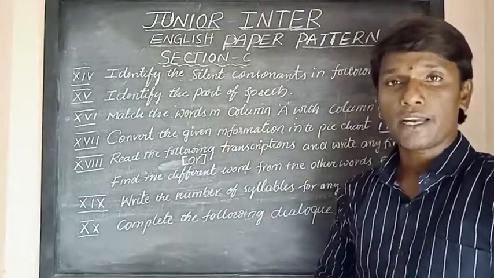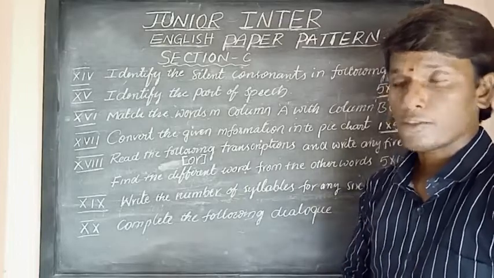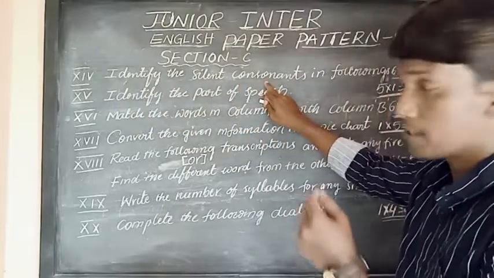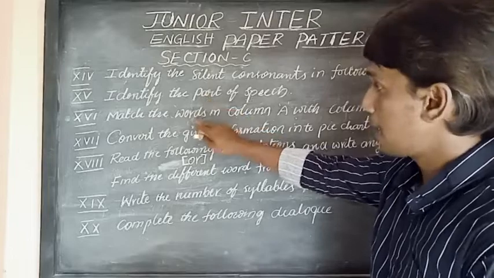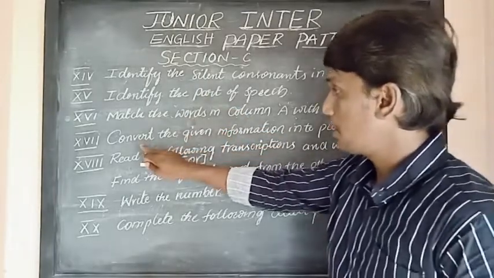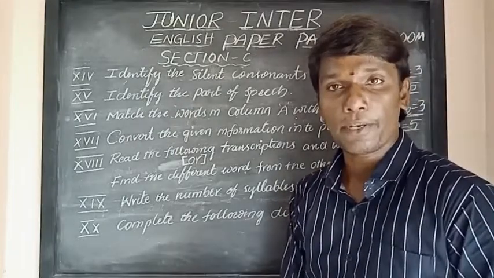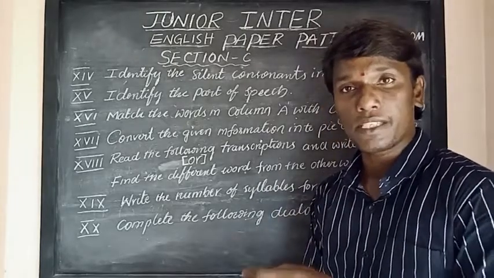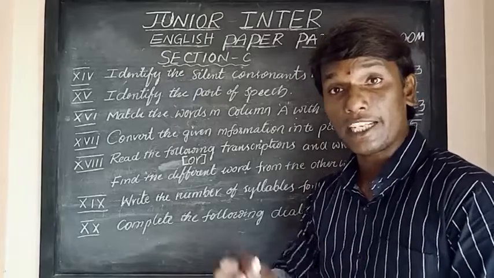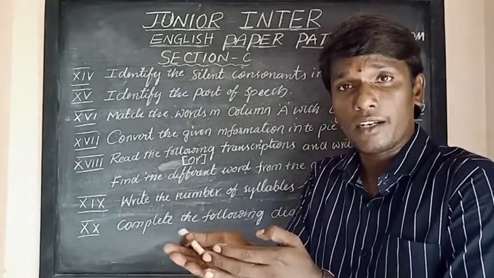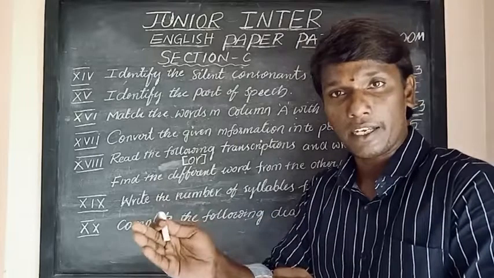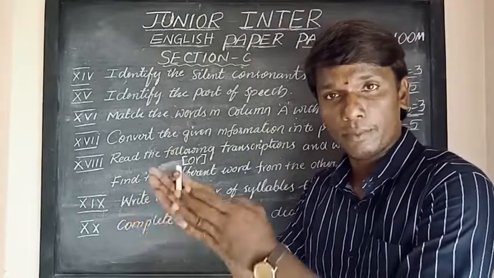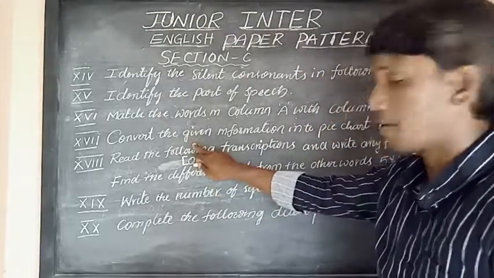So this is all about the English first year question paper pattern. Once again I repeat: the 14th question is silent letters, silent consonant letters, the 15th question is parts of speech, the 16th question is matching, and the 17th question is to convert the given paragraph into a pie chart, a T diagram or a bar graph, or convert the information given in the bar graph, T diagram or pie chart into a paragraph. That is all about the 17th question.